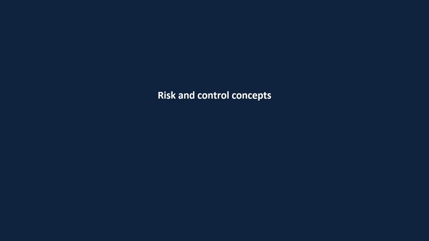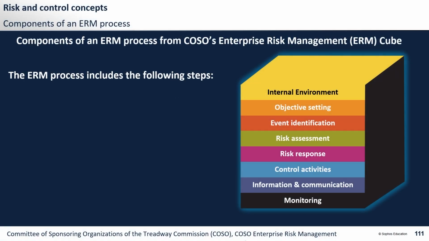We're now getting on to risk and control concepts. You might recognize this cube. This is the Committee of Sponsoring Organizations of the Treadway Commission's Enterprise Risk Management Cube. So COSO's ERM Cube. You've seen this before. Internal environment, objective setting, event identification, risk assessment, risk response, control activities, information and communication, and monitoring.